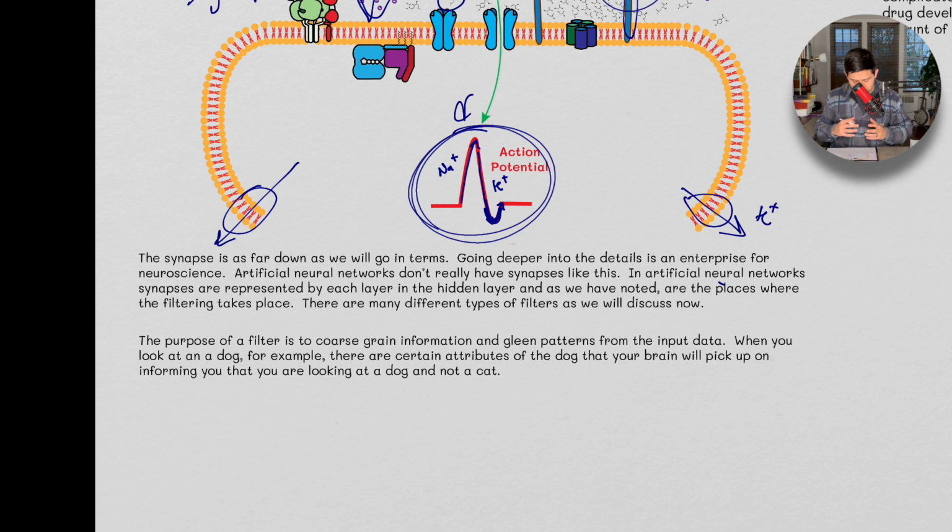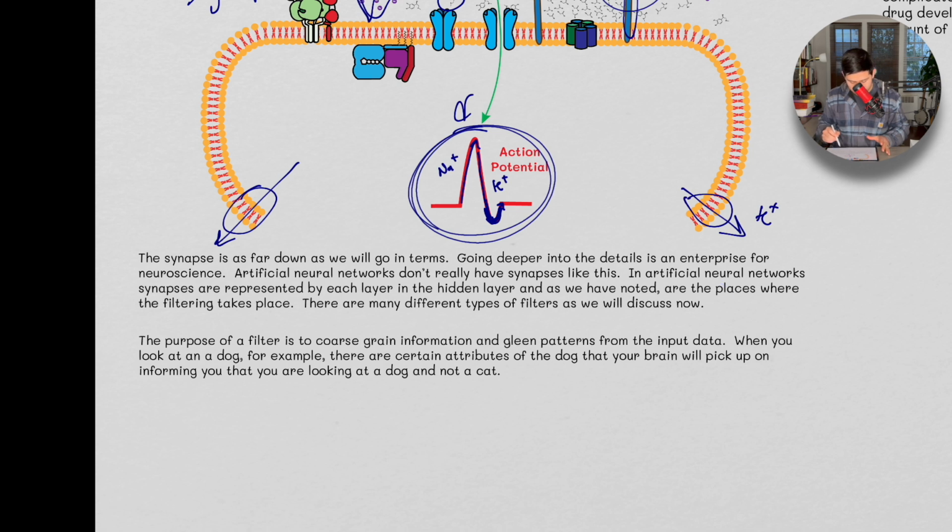In artificial neural networks, the synapses are represented by each layer and the hidden layer. And as we've noted, these are places where filtering takes place. So we filter out information, what we think is relevant information, which eventually gets passed through another layer, and then to the output. And so there are many different types of filters, as we are going to discuss, not now, but in the next video.